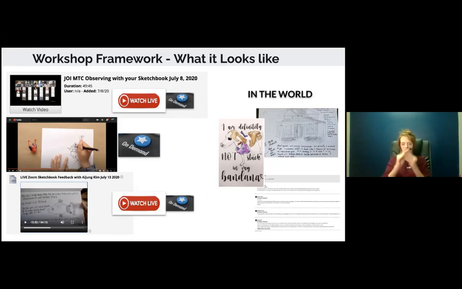And we had 2 cohorts, so about 60 teachers total over the summer with all the crazy stuff going on. And you can see some of the work they did. I love the dog. "I'm definitely not stuck in my bandana," said the 3-legged dog. And the house, just combining visuals and text.